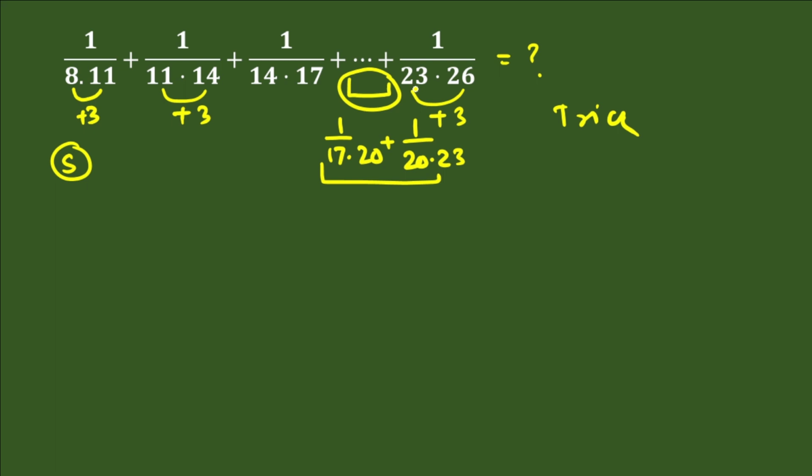So it is 1, 2, 3, 4, 5 and 6. So here again it is 6 terms. So the answer will be 6 divided by the first term here, which is 8, multiplied by the last term, that is 26.